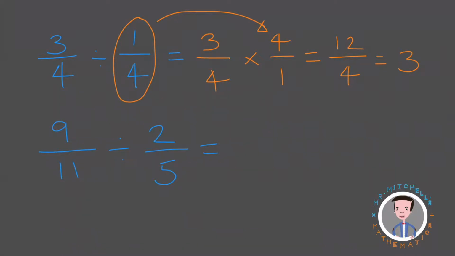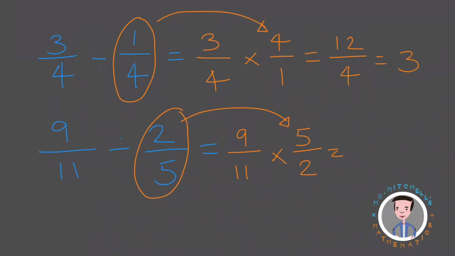So 9/11 divided by 2/5. So we rewrite that firstly as 9/11 times 5/2. Remember, we're flipping this fraction to make it become this one. And therefore, we do, again, 9 times 5 and 11 times 2, like this. Let's do it. 9 times 5 is 45, and 2 times 11 is 22. Now, as we can't simplify this any further, that's the final answer.